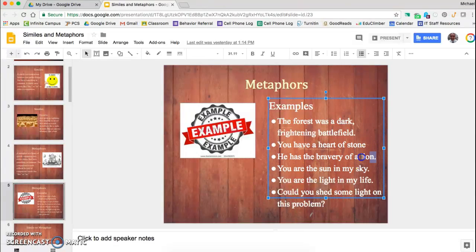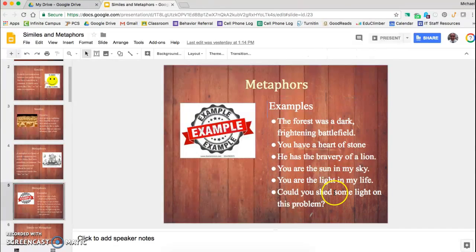He has the bravery of a lion. Okay, once again, not using like or as, comparing this person's bravery to that of a lion. You are the sun in my sky. Okay, comparing this person, you, to the sun in the sky. Again, it's comparing you to the light in my life. You are the light in my life. So a lot of times you'll see that something is something else. The forest was a dark, frightening battlefield. You are the sun in my sky.